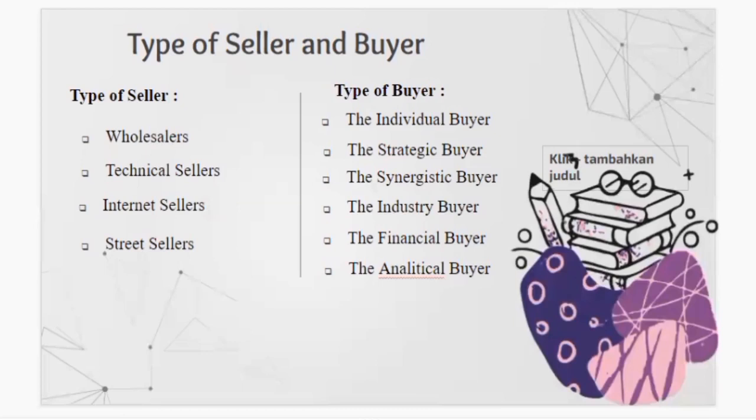The second is types of buyer. The first is the individual buyer. The second is the strategic buyer. The third is the synergetic buyer. The fourth is the industry buyer. The fifth is the financial buyer. And last but not least is the analytical buyer.